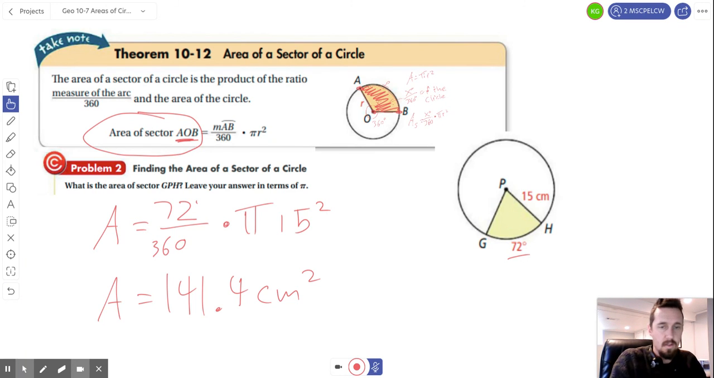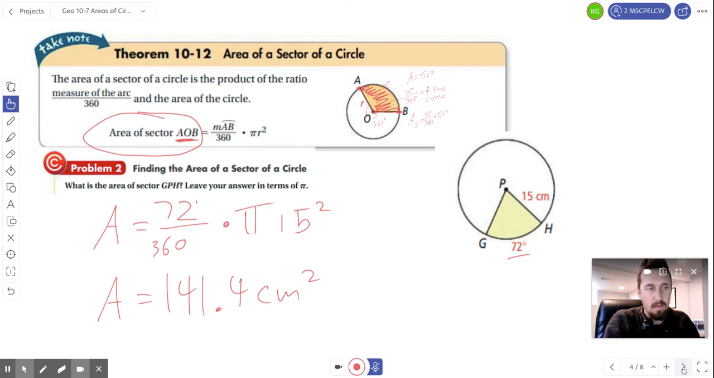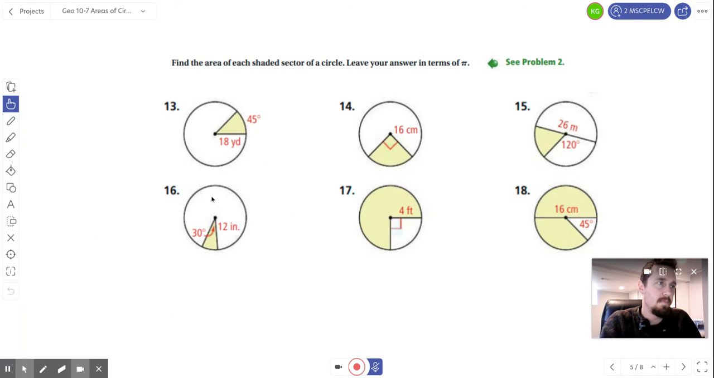Okay, so next we have some problems where you can use that formula to find the area of these sectors. On a couple of these, we are dealing with the bigger sector. So if you're dealing with the bigger sector, like for 17, you could use 270 as your angle, or you could use 90, and then you'd also have to find the area of the whole circle and subtract that. But yeah, this one too, you can just find these angles of the big sections by subtracting.